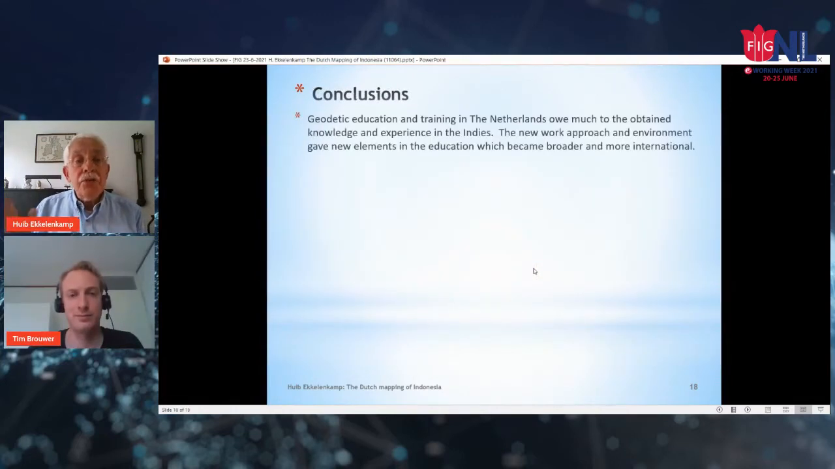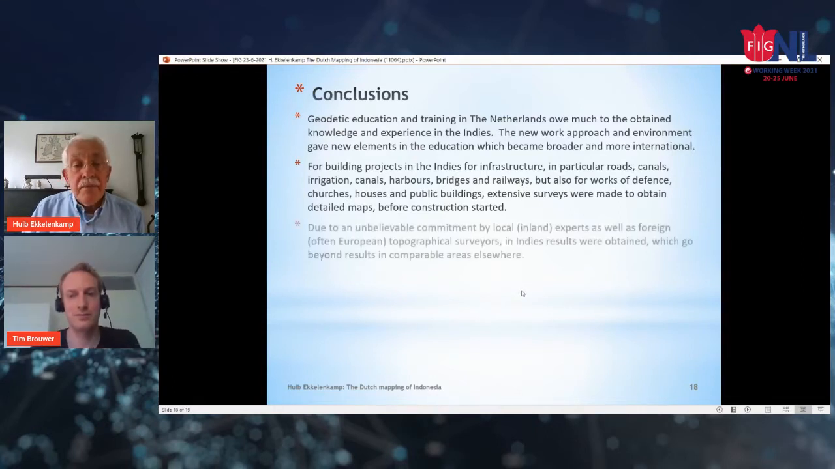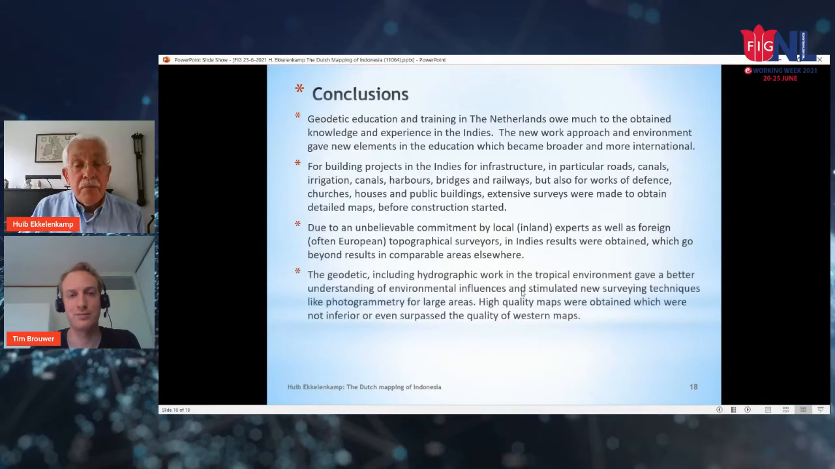Conclusions. The geodetic education and training in the Netherlands owe much to the obtained knowledge. There were many things which benefited the Netherlands. Of course, for all building projects, maps were made, but we should not forget the unbelievable commitment by local people as well as foreign, often European surveyors. Without their help, it was never possible.